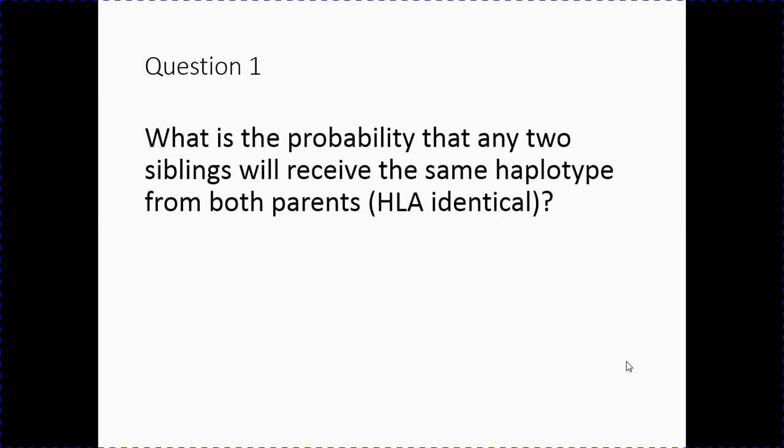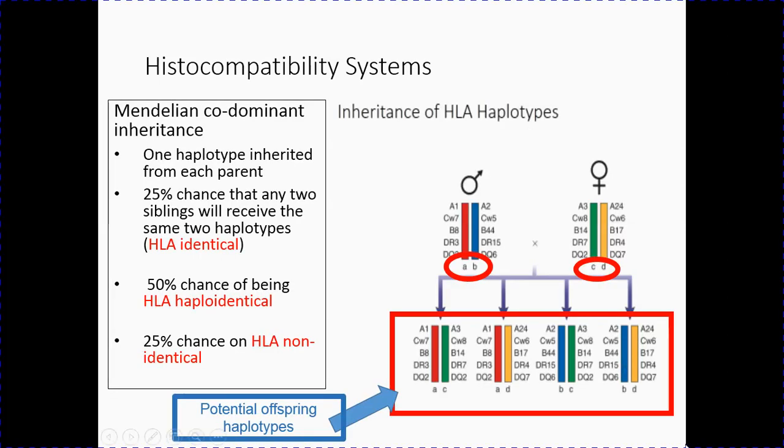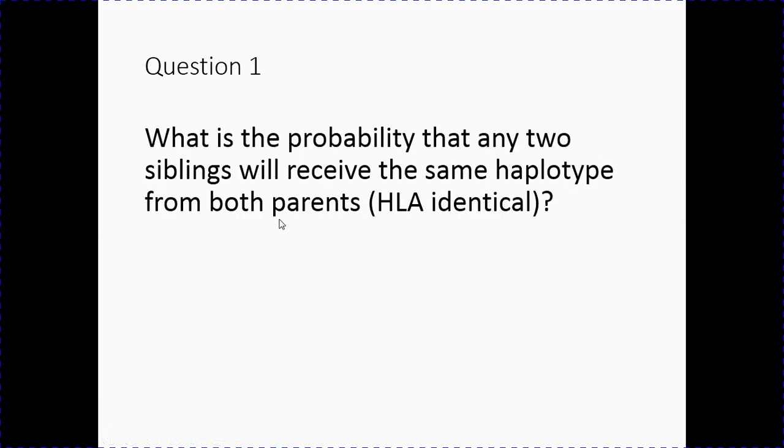So if we look at question 1, what's the probability that any 2 siblings will receive the same haplotype from both parents? That is, to be HLA identical. We just talked about that, and we saw that 1 out of 4, or 25%, of siblings from the same parents have the likelihood of being HLA identical. So the answer to question 1 is 25%.